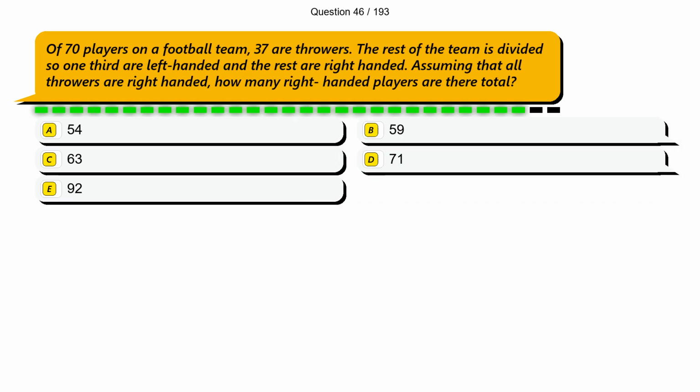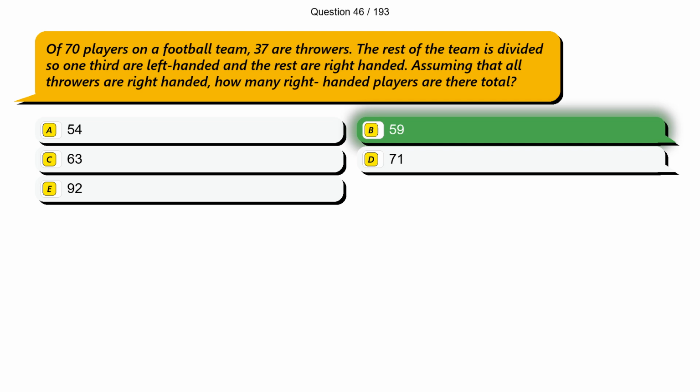Question 46. Of 70 players on a football team, 37 are throwers. The rest of the team is divided so 1/3 are left-handed and the rest are right-handed. Assuming that all throwers are right-handed, how many right-handed players are there total? Option A, 54. Option B, 59. Option C, 63. Option D, 71. Option E, 92.